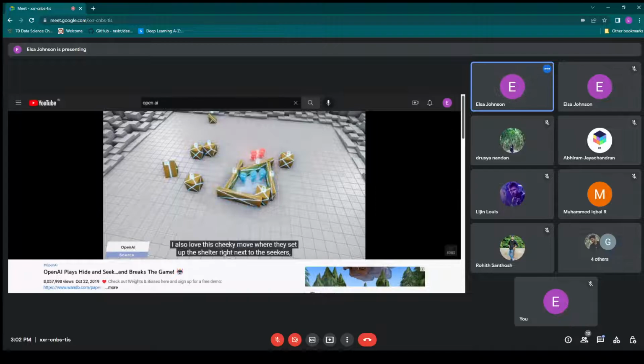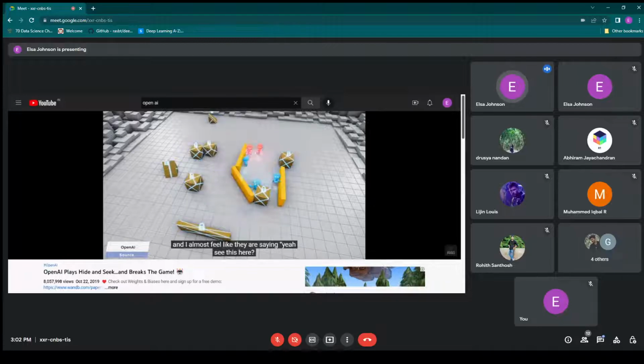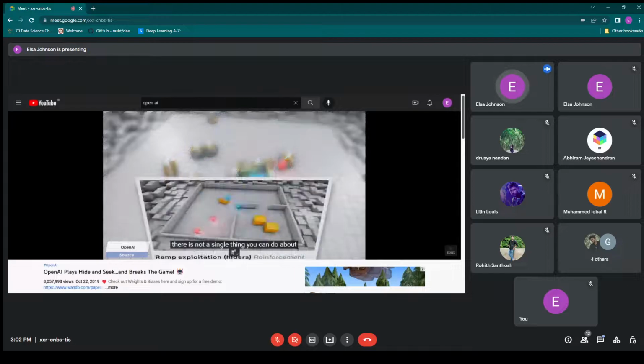I also love this cheeky move where they set up the shelter right next to the seekers, and I almost feel like they are saying, yeah, see this here? There is not a single thing you can do about it.